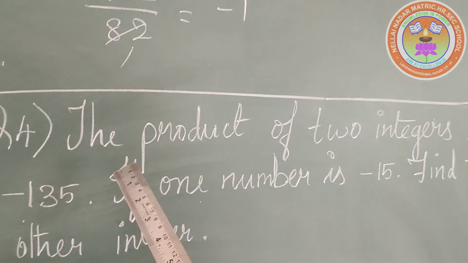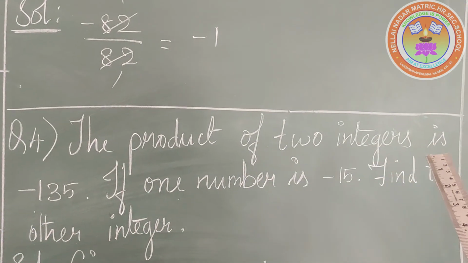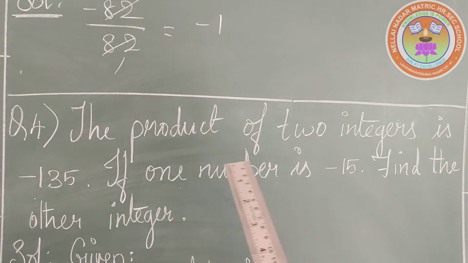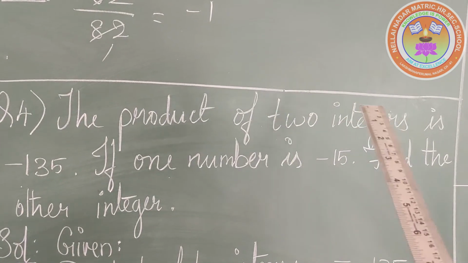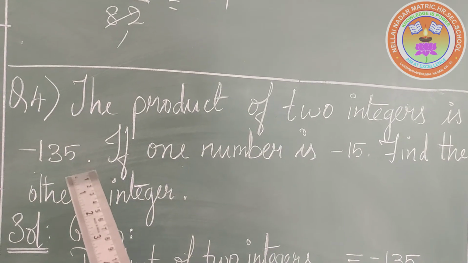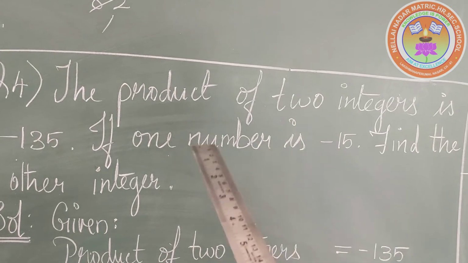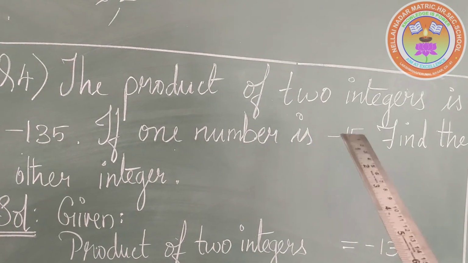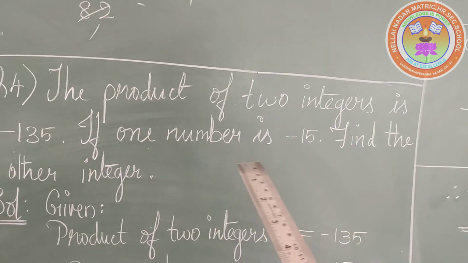Next, question number 4. The product of two integers is minus 135. So I am going to take two integers. When I multiply the two integers, I am getting minus 135 as the answer. Now, among the two integers, one number is minus 15. You have to find the other integer. So the unknown, we will always take it as x.